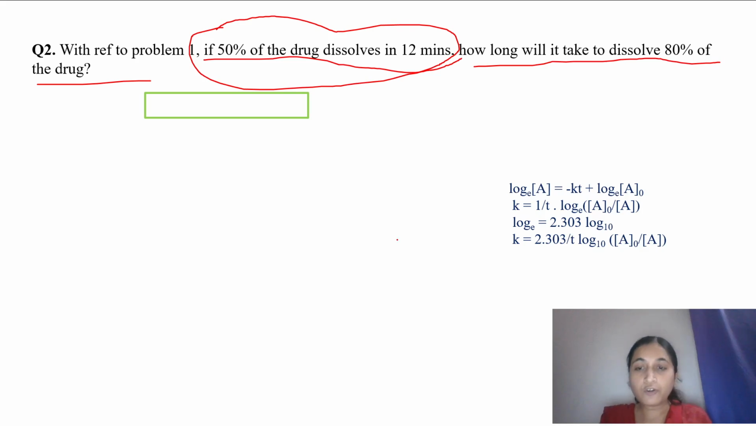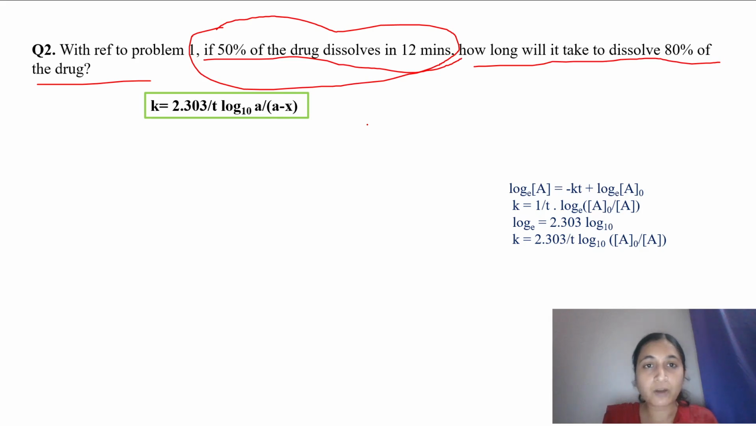Okay, so you all know this formula: k equals 2.303 upon t log base 10 a upon a minus x. From where did this formula come? In the previous slide I showed this equation, right? From this, k equals 2.303 upon t log base 10 a0 upon a. Here a minus x, because 50% of the drug dissolved, so 50% will be the rest. So a upon a minus x.